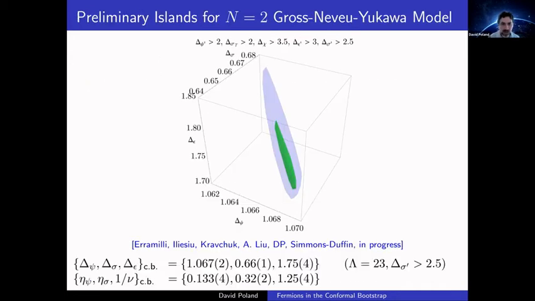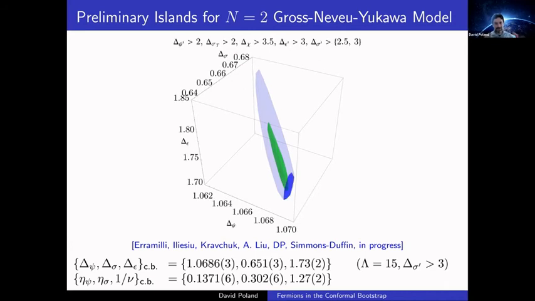Okay, so here's showing what happens to the allowed region when we increase the gap in sigma prime up to 3. You can see that there's actually quite a bit of sensitivity to the sigma prime gap, and we can get a tighter determination from that. We're still pushing these to higher derivative orders, so these are going to shrink even further.